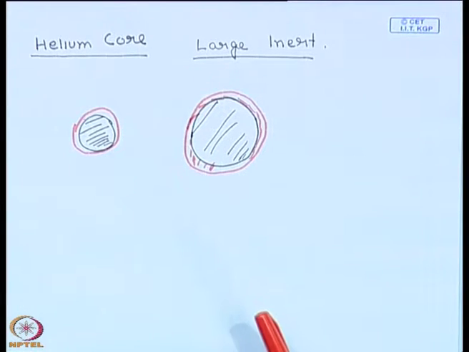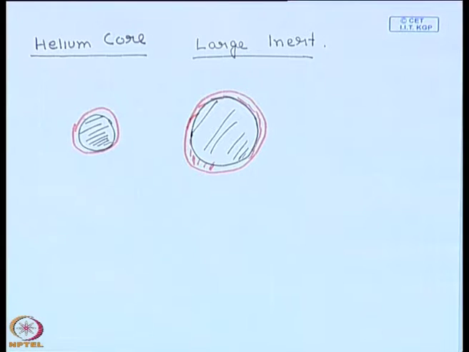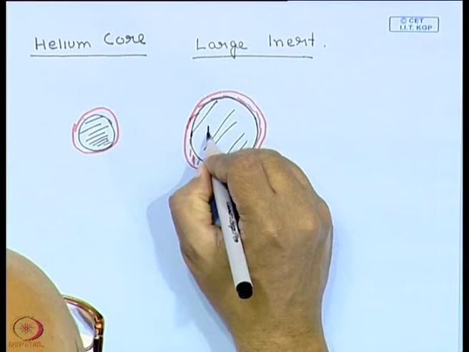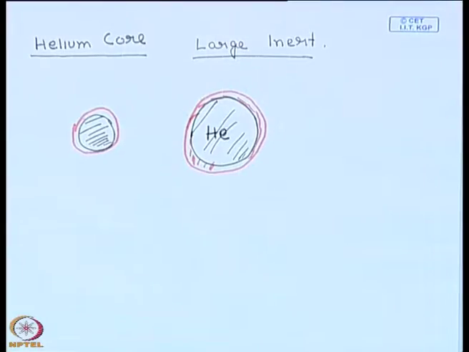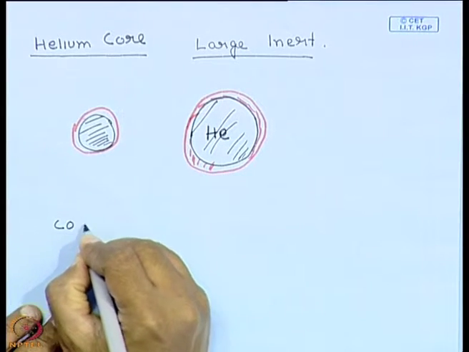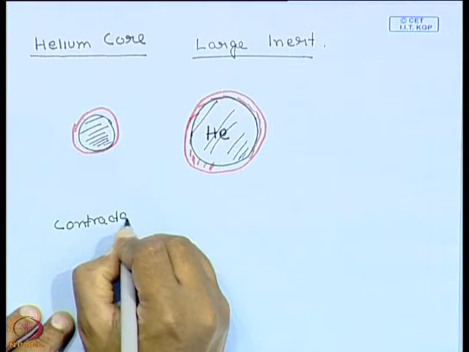Now, the next thing that happens is that this core now contracts. There is nothing to support it, there is no energy source in the center. So, this core now contracts due to gravitation, and as the core contracts, it gets heated up. The helium core is increasing in size because the hydrogen shell is burning more and more hydrogen into helium, but this whole thing contracts because of gravitational collapse.